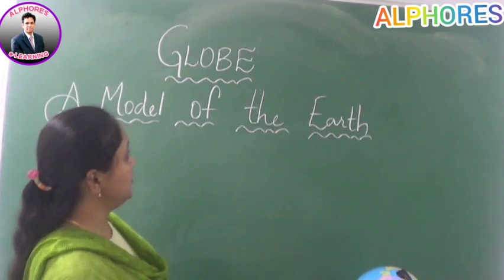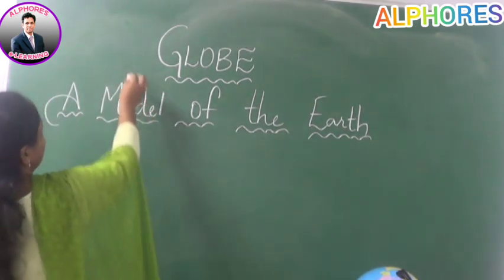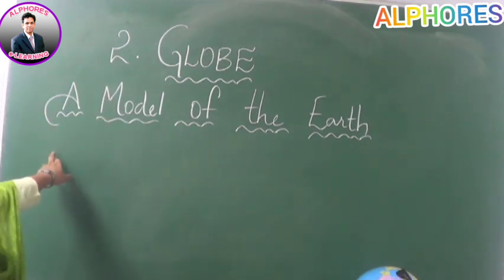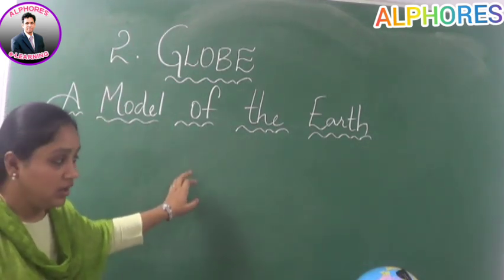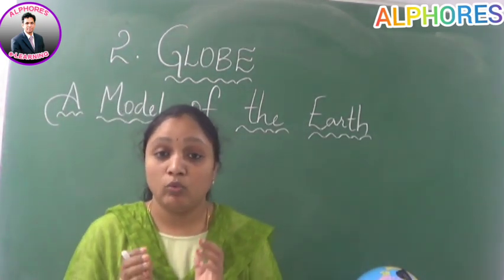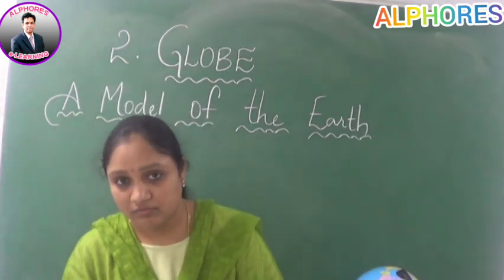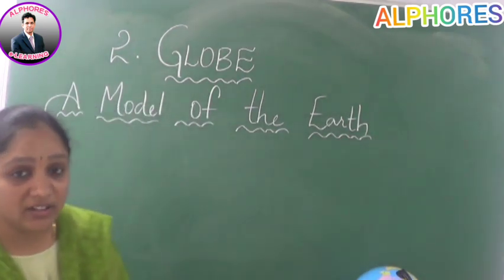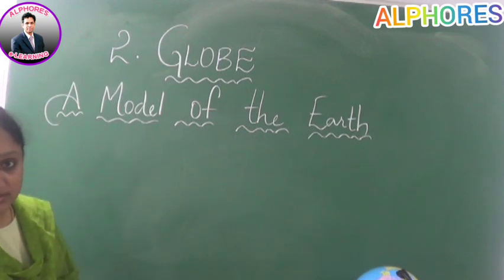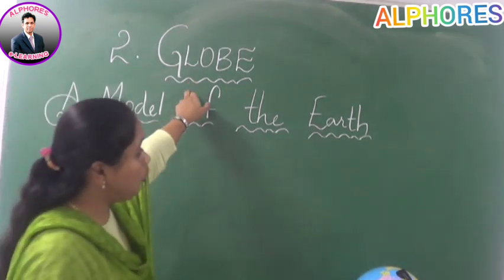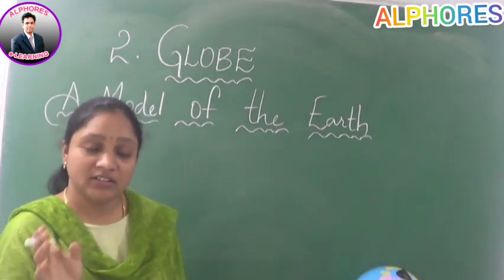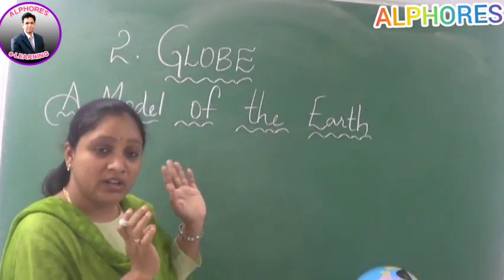Today we are going to discuss your second chapter, that is, the globe. A globe is a model of the earth. In this chapter we are going to learn what our earth consists of. What are the things that we can see on the earth? What are the things that it covers? Why do we call the globe a model of the earth? What can be seen in that? These are all the things that we are going to discuss.